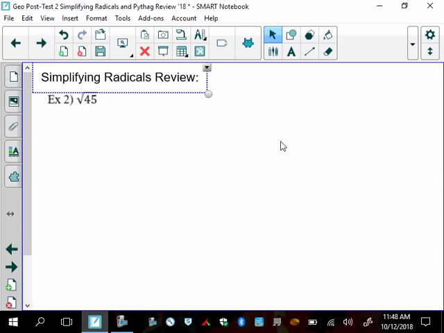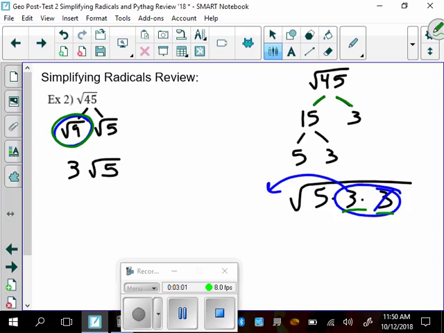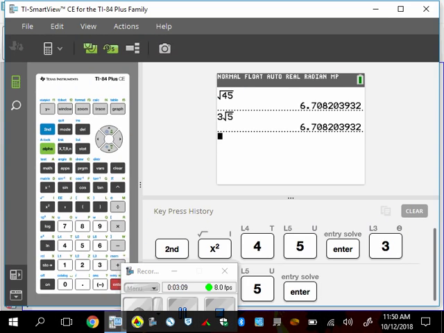All right, the next one is 45. Pause the video, see if you can figure out what perfect square goes into 45, or do the prime factorization. Whichever way you decided to do it, if you do the prime factorization method, I started out with 15 and 3, you could have used 9 and 5, but we had 2 3s that paired up. One of them breaks out. If you use the square root method, the perfect square that goes into it is 9. The square root of 9 is 3. And again, if you wanted to check with your calculator, you type in your original, you type in your answer, and you make sure that the decimals match each other.